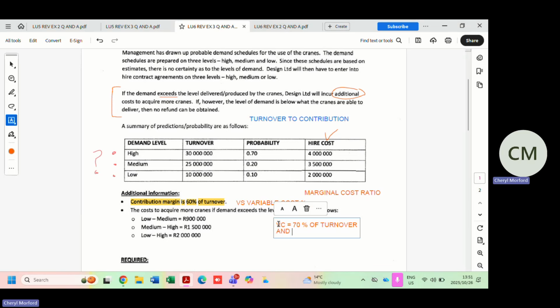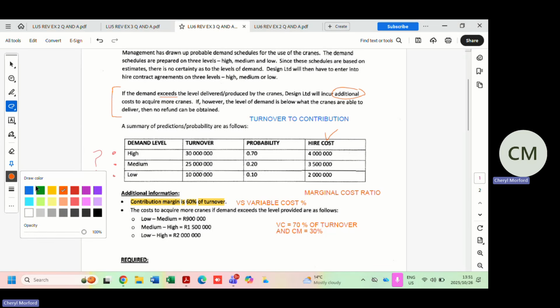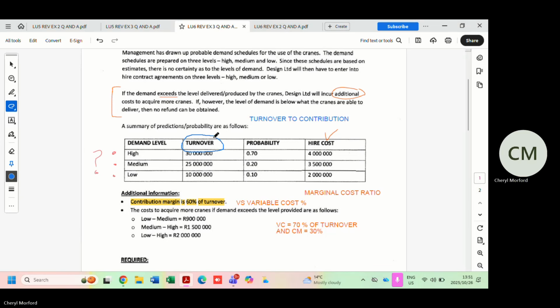We must subtract that to get the contribution margin. And then contribution margin will be the other 30% of turnover. But we're not going to do that here because it tells us the contribution margin, and that is 60%. So step 1 is we're going to take all of these values here, the turnovers, and multiply them by 60% to change them into contribution under all of the possible outcomes.